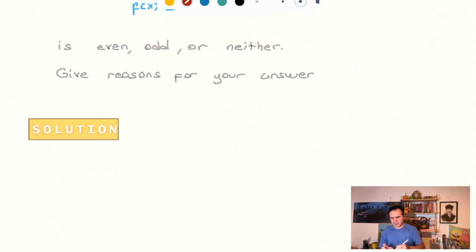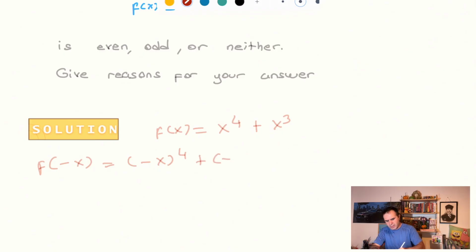For the given function f of x equals x to the 4 plus x cubed, find f of minus x. F of minus x equals minus x to the 4 plus minus x cubed, and this is equal to x to the 4 minus x cubed, but this is not equal to f of x, and this is not equal to minus f of x also.